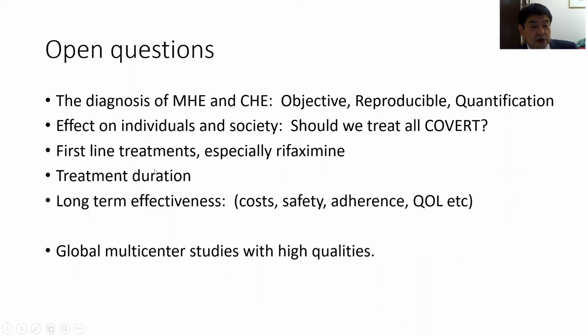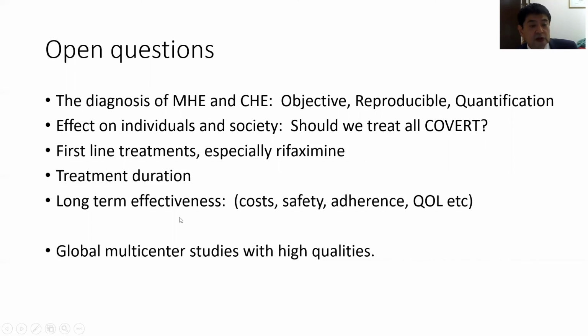And of course, there is no head-to-head comparison about the first-line treatment, especially rifaximin. Now, rifaximin is approved in so many countries, including Asian countries. However, there are very limited studies comparing the effect of rifaximin to non-absorbable disaccharides such as lactulose or lactitol.